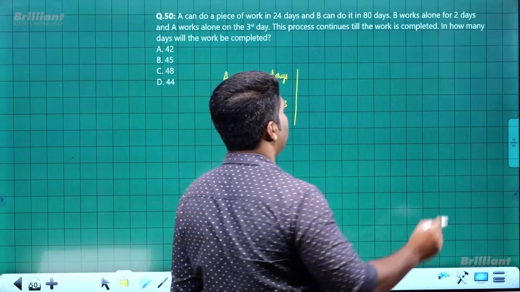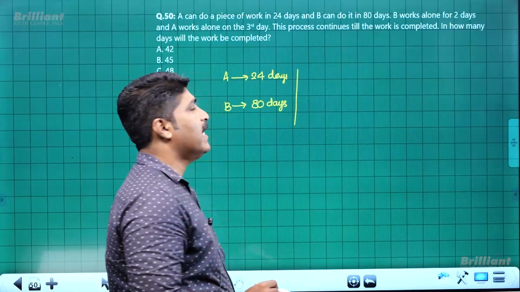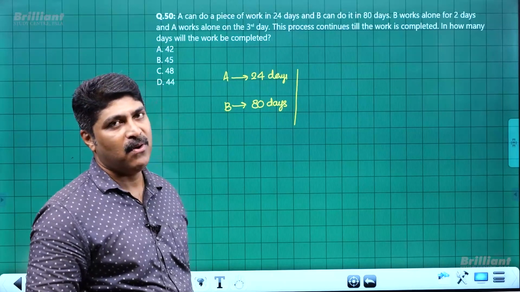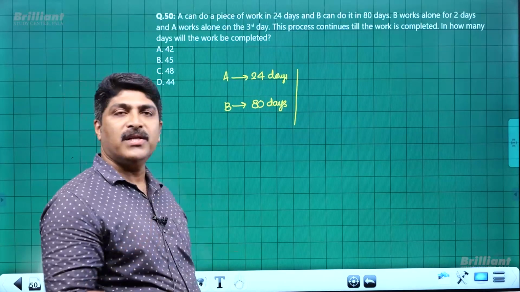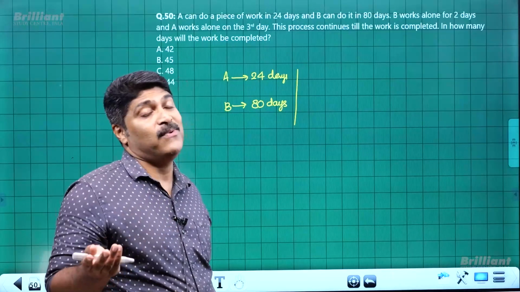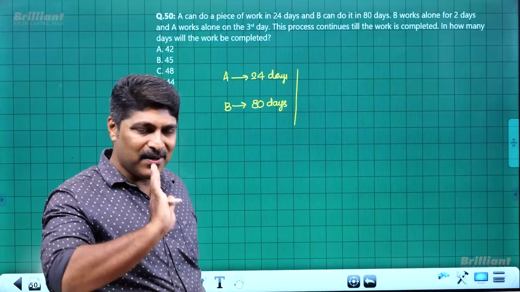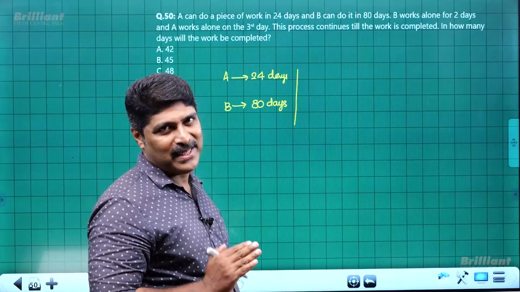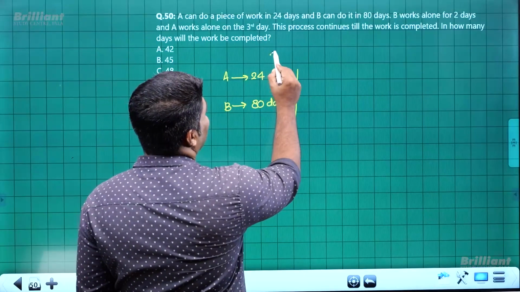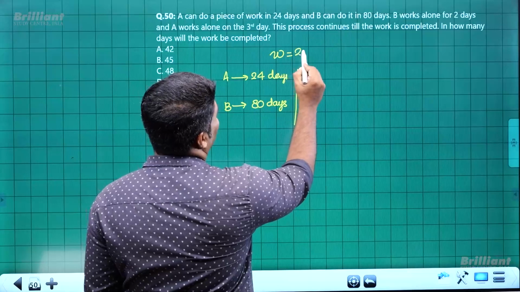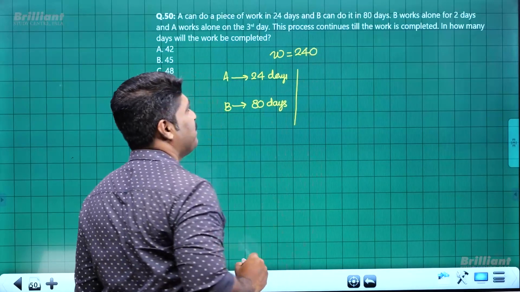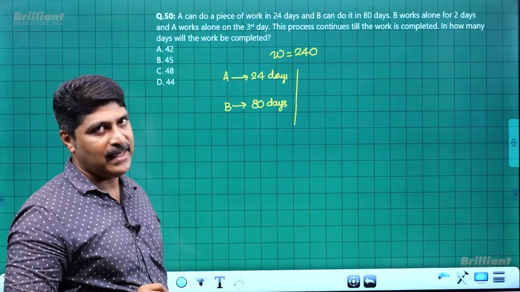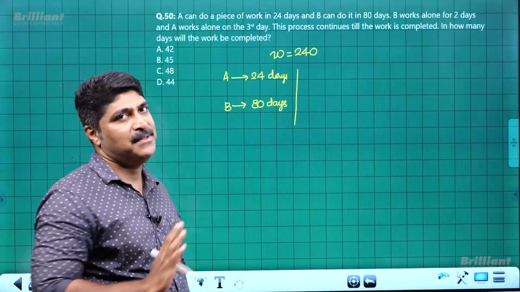That's the next step: 24 and 80, how to do it? Is 80 a multiple of 24? No. 160 is the second multiple of 80, and it's not a multiple of 24. But the third multiple of 80, that is 240, is a multiple of 24. Therefore, you can assume that work as 240 units. Don't forget, that's the LCM of 24 and 80. In any way, you have to catch the LCM.